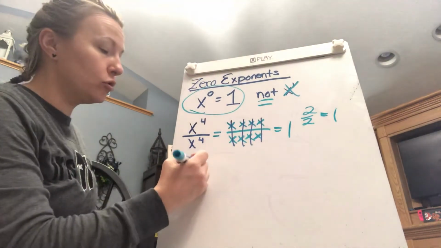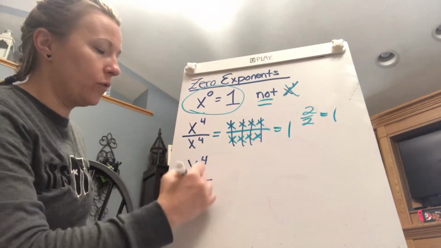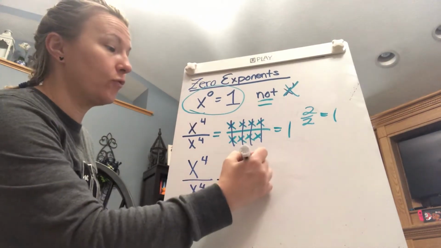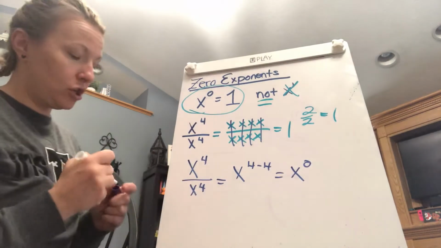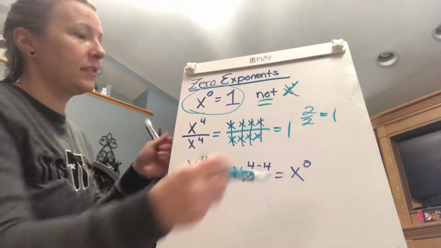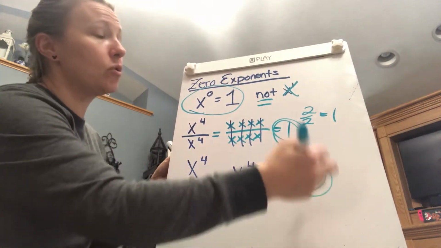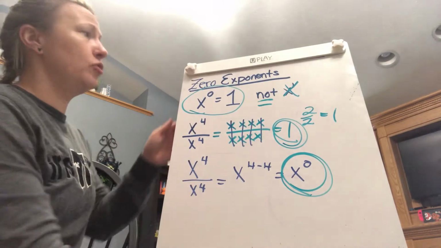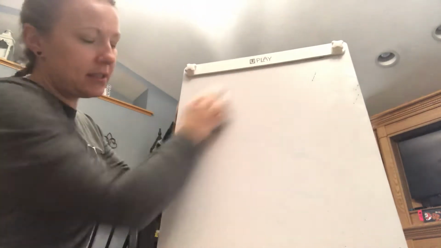And you also learned the quotient rule that says this: if you have x to the 4 over x to the 4, you subtract those. So you have x to the 4 minus 4 equals x to the 0. And so if this cancels out to be a 1, and this subtracts to be x to the 0, that's why it works, okay? The next newish topic, I don't know if you know it or not, is negative exponents.